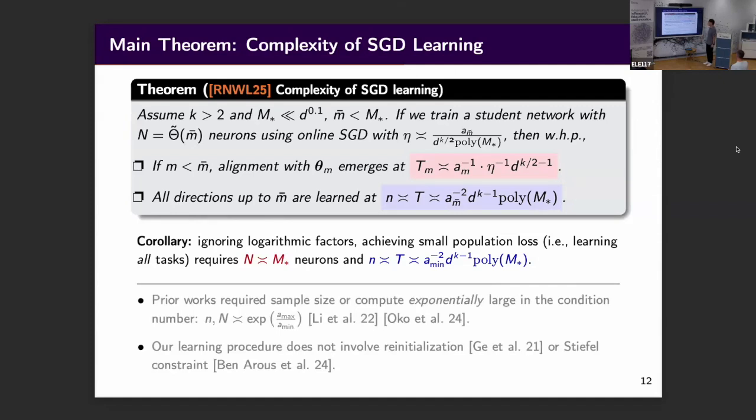And again, for this particular setting, most of the prior works are going to require either sample size or width that scales exponentially in the condition number, which is something like poly d. So here all the complexity is polynomial. Any questions?